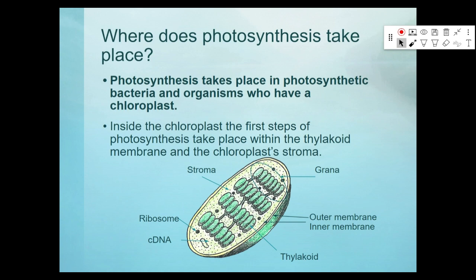and then the inner membrane is what makes all of these little pancake thylakoid looking things and these stacks called grana. But yeah, that is where photosynthesis takes place. In the thylakoid is where it starts.